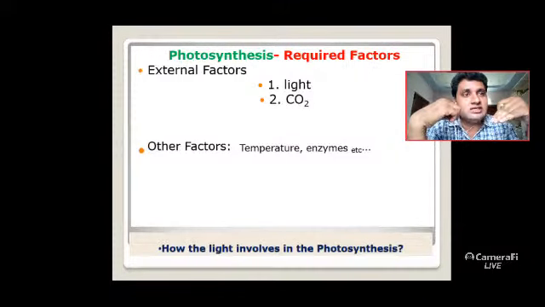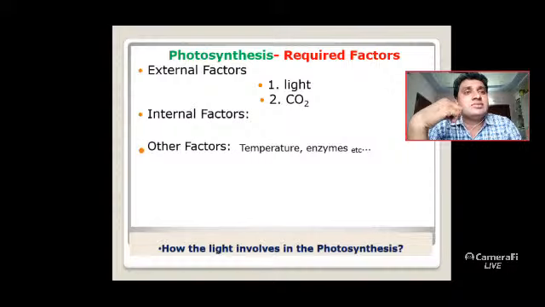If you differentiate these four factors, you can get an idea. External factors means outside from the plant. Light is outside from the plant. Carbon dioxide is outside from the plant. So these two are external factors. And what are the internal factors?